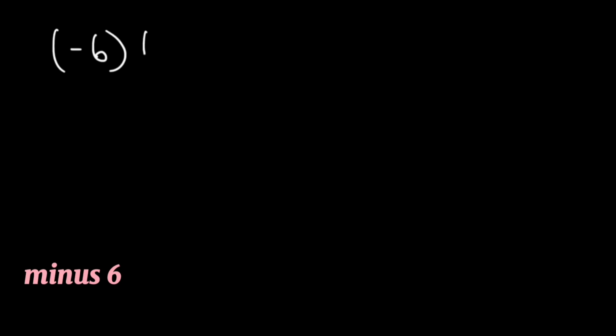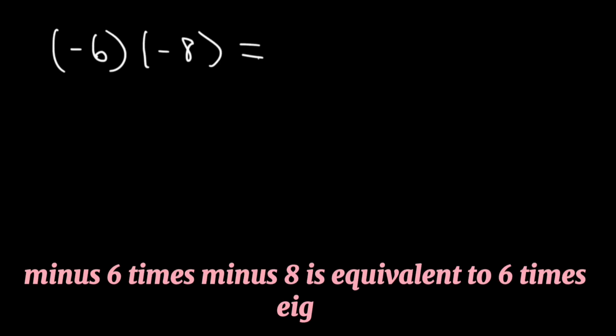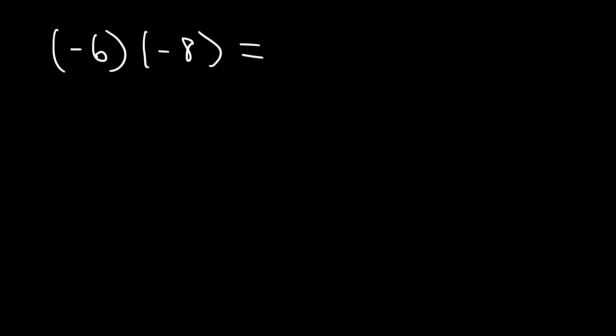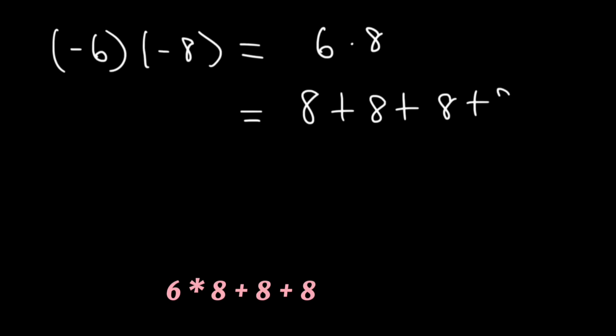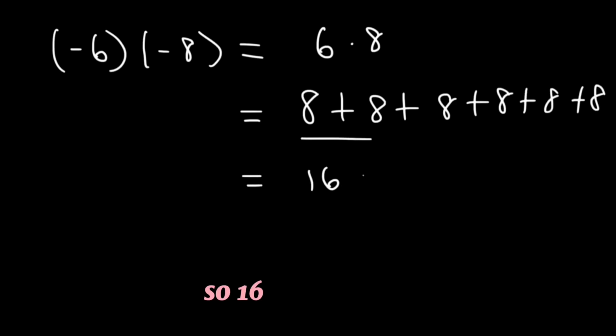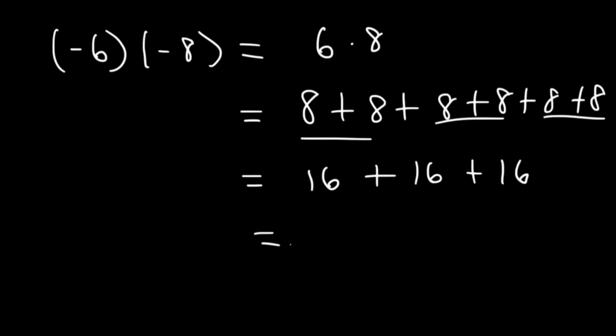Try this one again. Minus 6 times minus 8 is equivalent to 6 times 8. This means add 8 with itself 6 times: 8 plus 8 plus 8 plus 8 plus 8 plus 8. So 16 plus 16 plus 16. 32 plus 16 is 48.